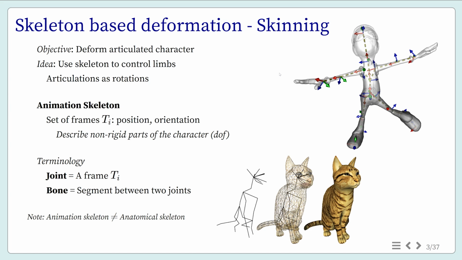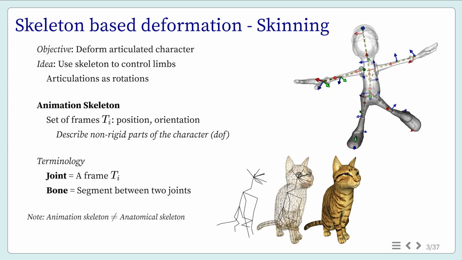So the most common approach to deform the surface of an articulated character is to use skeleton-based deformation, also called skinning. So we want to deform a character that has articulation inside. And so the idea is to use a skeleton to model somehow the limbs of the character, that are going to undergo rotations around each articulation.